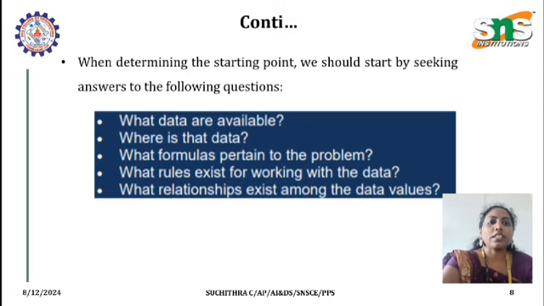When determining the starting point, we should start by seeking answers to the following questions. What data are available? Where is the data? What formulas pertain to the problem? What rules exist for working with the data? What relationship exists among the data values?